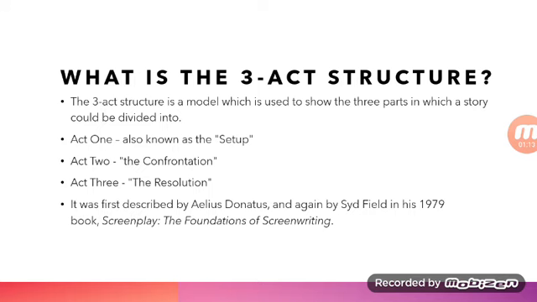So it was first described by Aelius Donatus and again by Sid Field in his 1979 book Screenplay: The Foundations of Screenwriting, which I have never read before, obviously. But I remember my teacher mentioning this to me before.